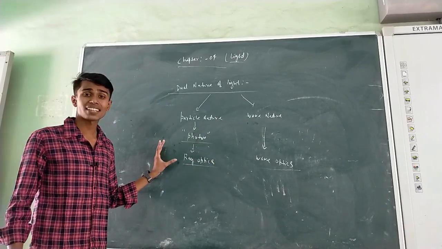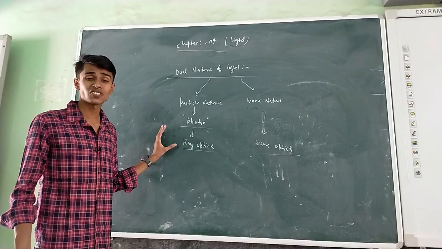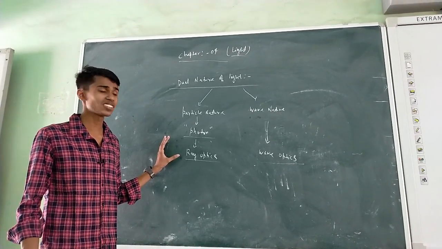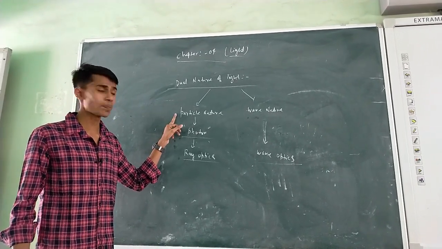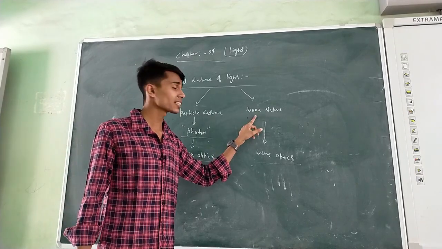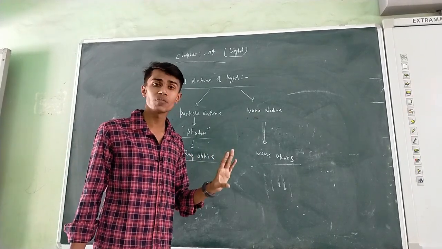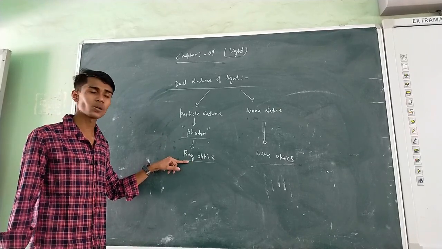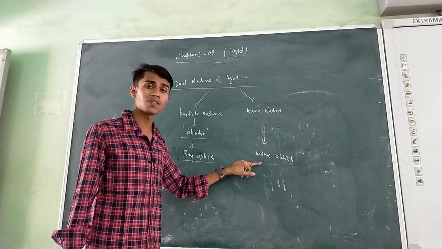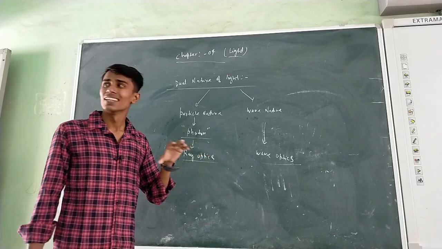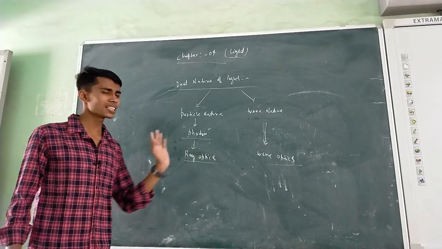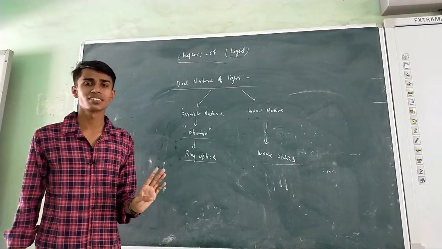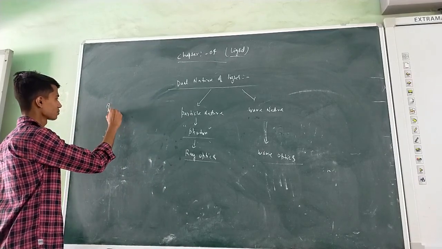Now reflection, refraction, dispersion are a few theories that are based on the particle nature, while interference, polarization are a few theories that are based on the wave nature of light. Yes or not? Now the study of particle nature of light in optics is called ray optics, and the study of wave nature of light is called wave optics, and the combination of ray optics and wave optics is called quantum physics. The word is quantum physics.